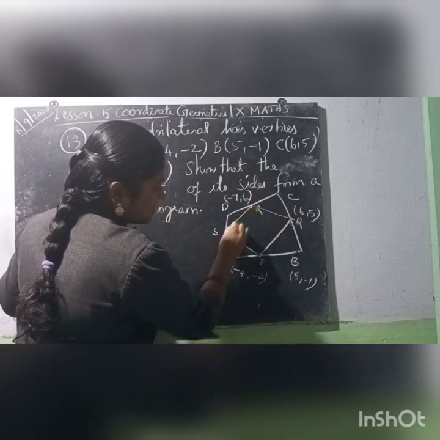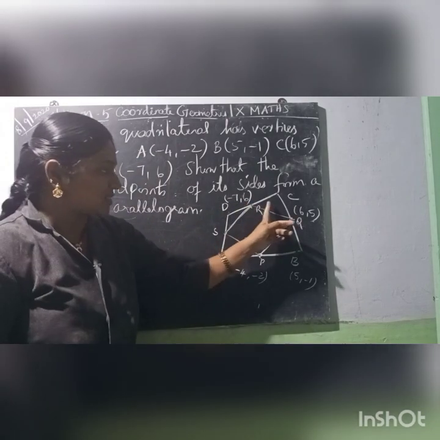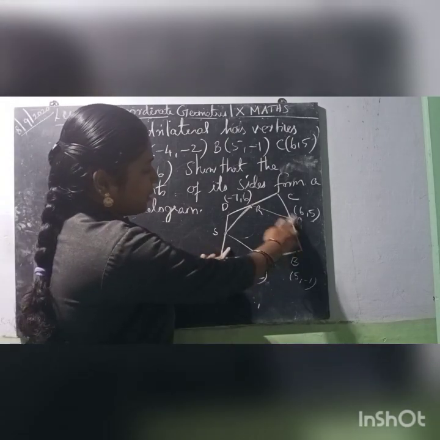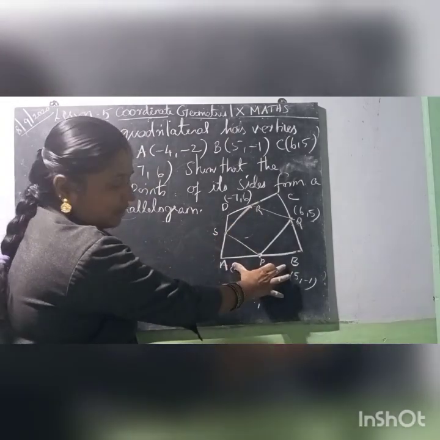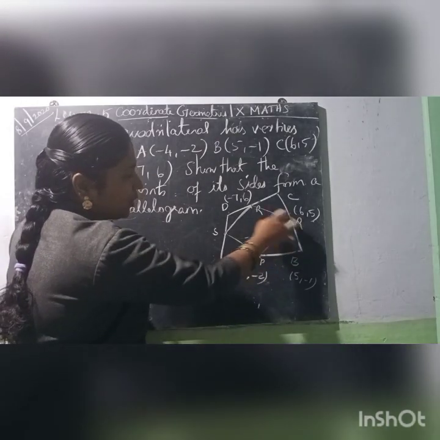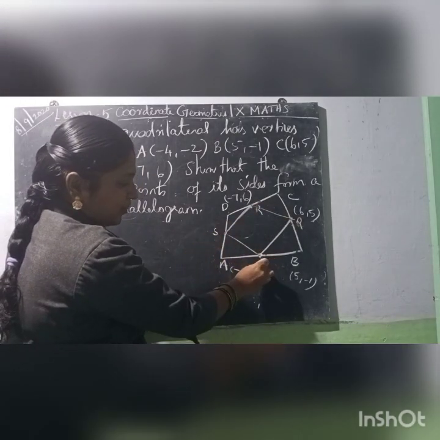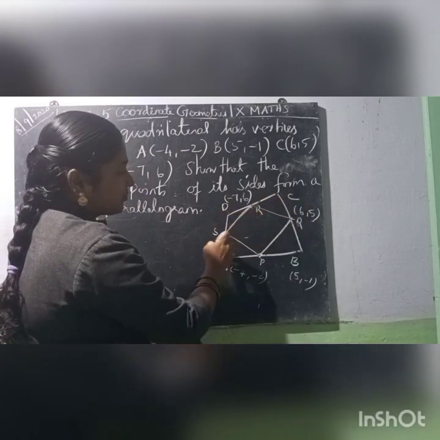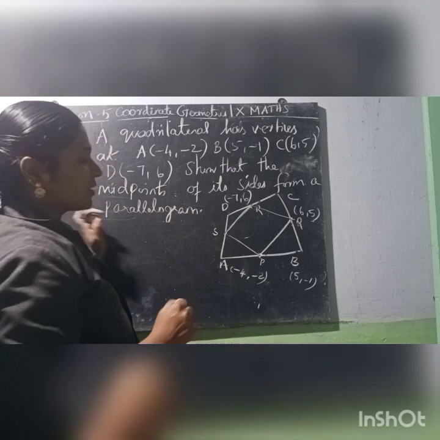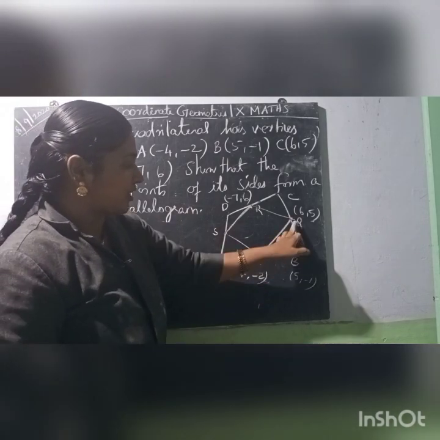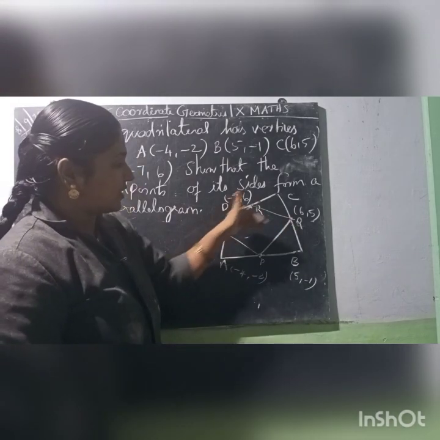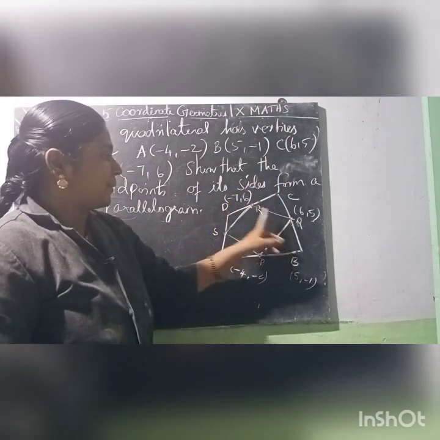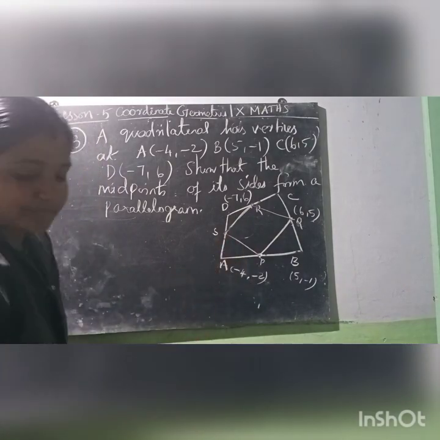So how can we prove this is a parallelogram? Opposite side slopes must be equal. Before that, we should find P, Q, R and S. Using the midpoint formula, we can find P, Q, R and S, because the AB midpoint is P, BC midpoint is Q, CD midpoint is R, and DA midpoint is S. After finding the midpoints, we have to find all four sides' slopes. Finally, if we get opposite slopes equal, we can say PQRS forms a parallelogram.